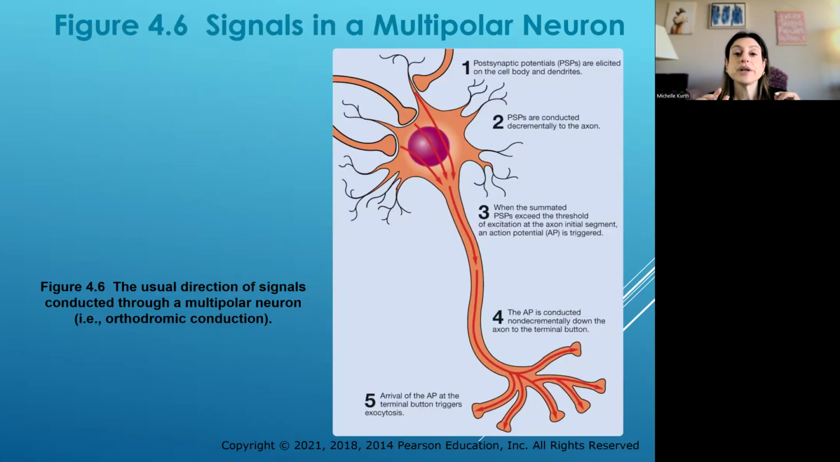So now let's put all of the pieces together and follow the pathway of a signal through a typical multipolar neuron. Okay. So you have the postsynaptic potentials that begin at the dendrites and cell body. They're called postsynaptic because, again, they're receiving a signal. So this is the after, right? They're coming to the dendrites. This is where the incoming messages arrive.